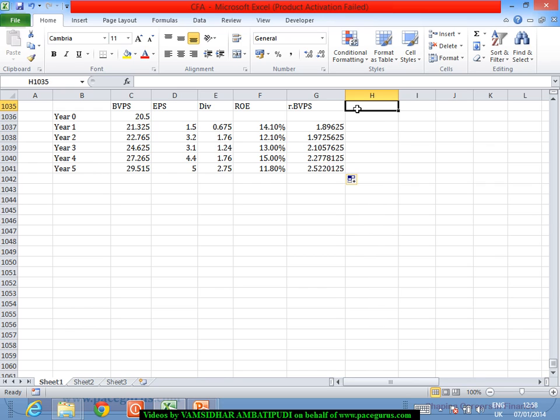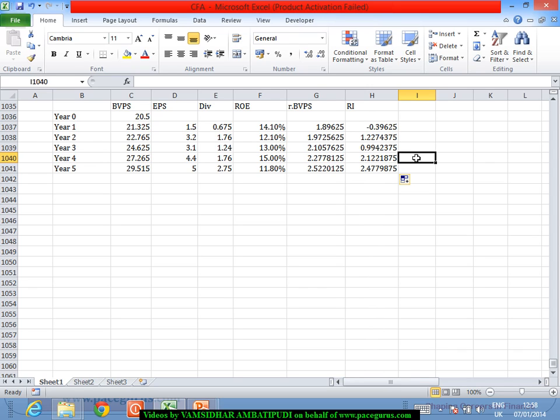So residual income is nothing but the net income or EPS minus the R times the BVPS. That is what will form the residual income. So this is what is going as the residual income for the future.